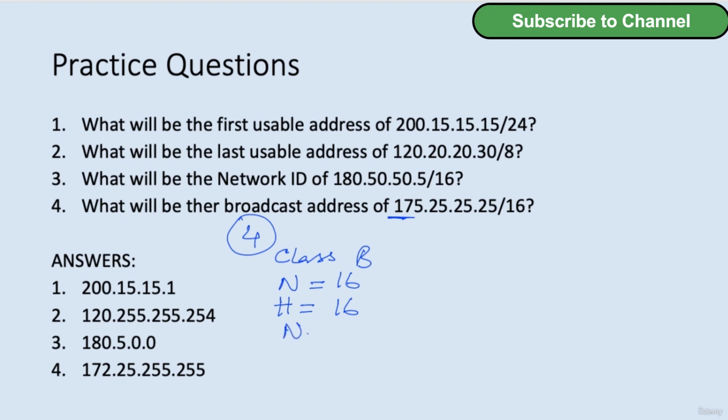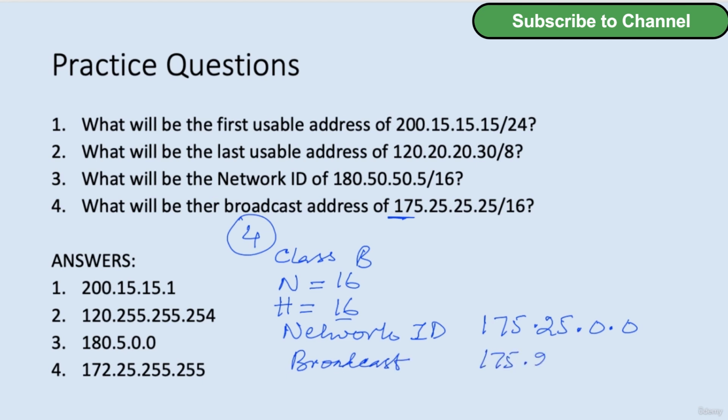Okay, so for the network ID, we have to convert the host octets into zeros. The last two octets are the host octets, so I will convert them into zeros to make the network ID. That will be our network ID, and for the broadcast address, the host octets will be converted into 255. So this is the solution of our fourth question.